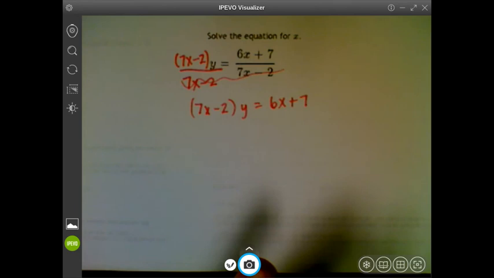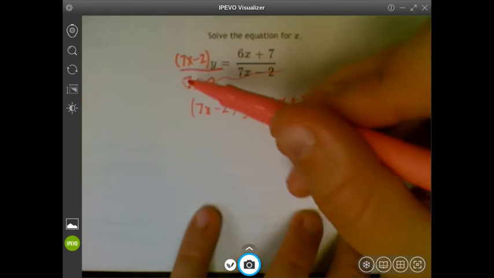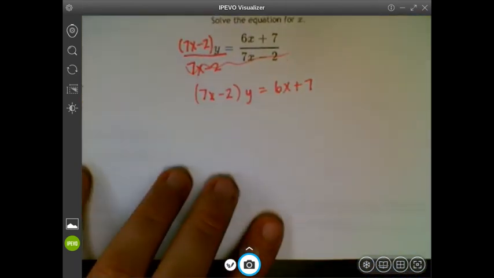But once again, I don't want you to think that there's like 8 different strategies here that you have to know. As long as you know that they have the same denominators, you can get rid of them. That's going to help. You can use that for every problem.